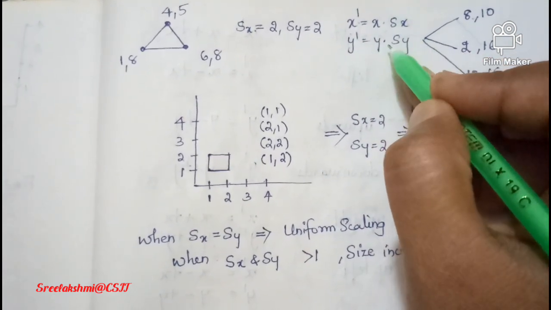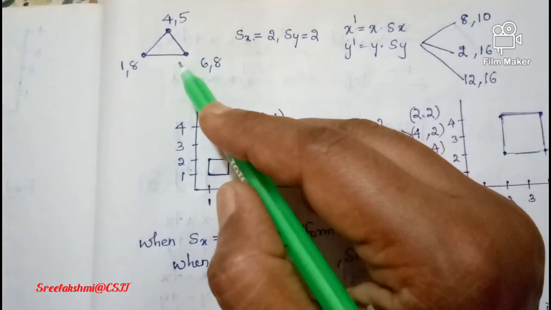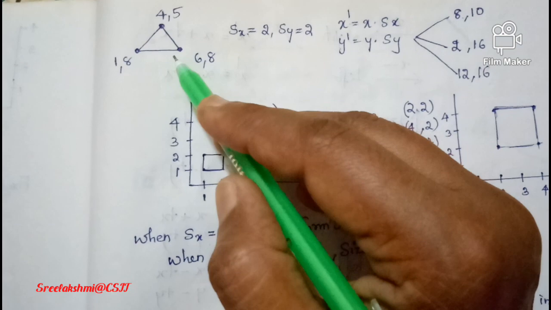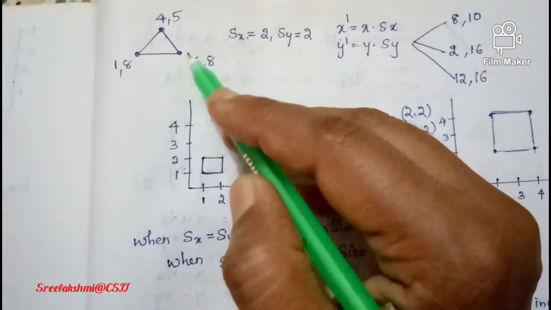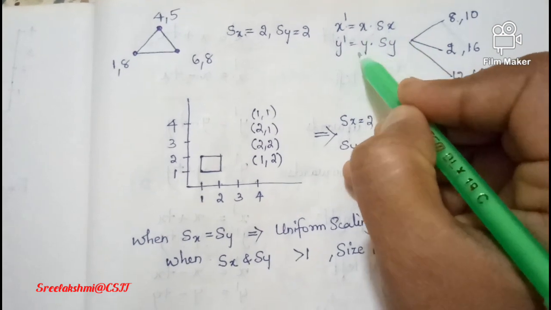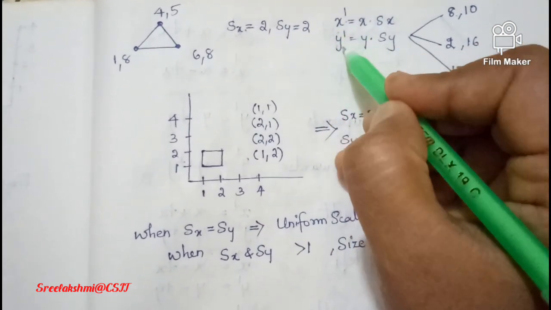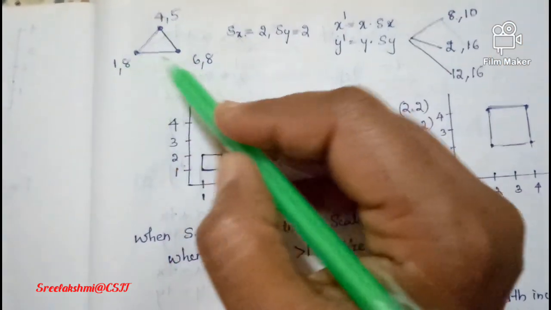Using the scaling equation, we will find the new position of this triangle, which is obtained after scaling. How will we find the new points? Substituting the values of x, Sx, y and Sy, we can easily find the values of x dash and y dash. So the triangle has 3 points.